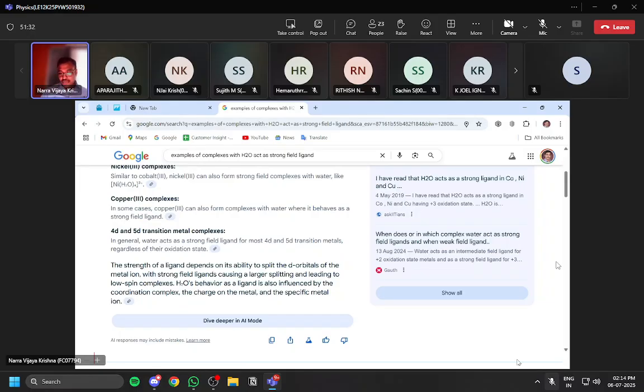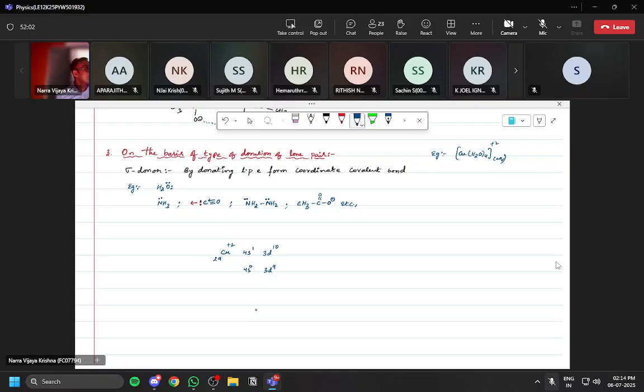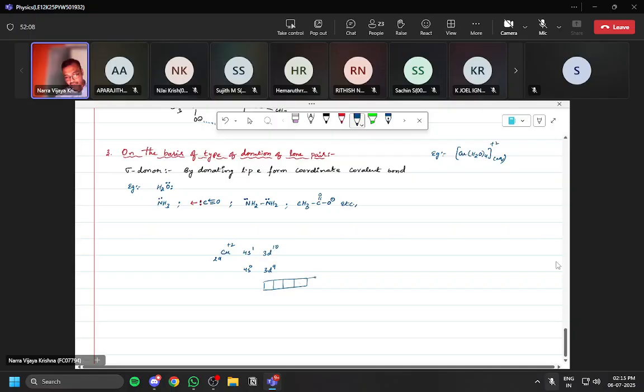Observe why I am writing copper in particular. See this, copper electronic configuration, atomic number 29. Outermost configuration: 4s1, 3d10. In plus 2 state: 4s0, 3d9. D9 means I am writing like this: 1, 2, 3, 4, 5, 1, 2, 3, 4, 5, 6, 7, 8, 9. Right?